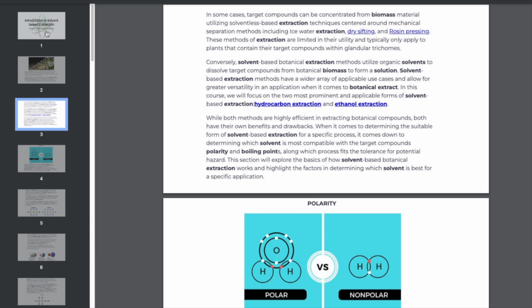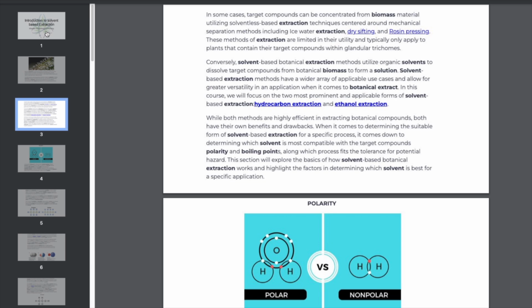In this course, we will focus on the two most prominent and applicable forms of solvent-based extraction, both hydrocarbon extraction and ethanol extraction. These are the two solvents you're going to mainly run into when using cannabis. We will have a whole course on CO2, but it is relatively archaic at this point. While both methods are highly efficient in extracting botanical compounds, both have their own benefits and drawbacks.